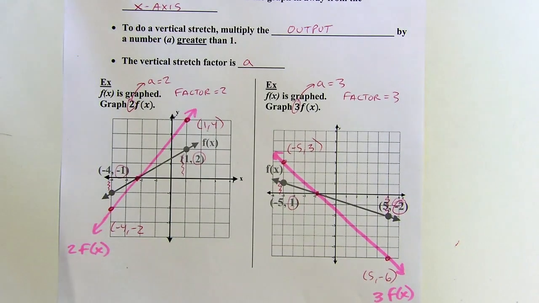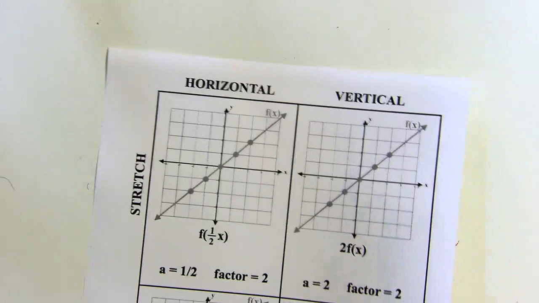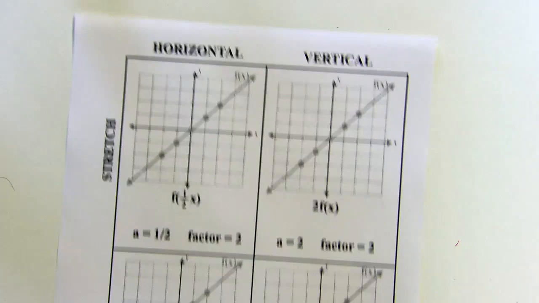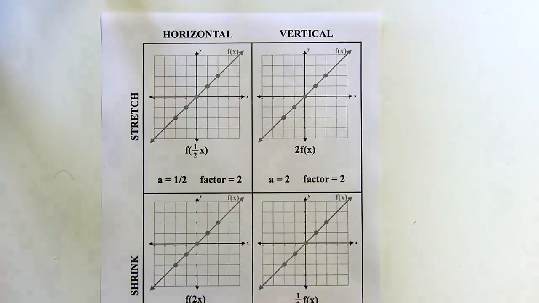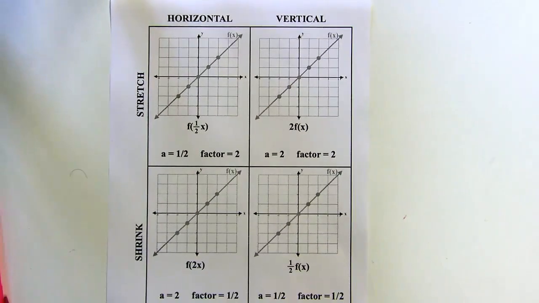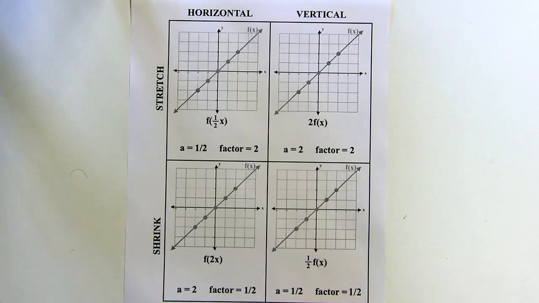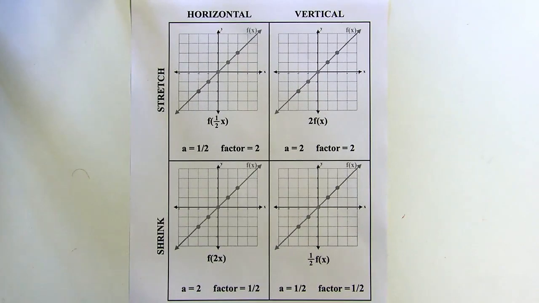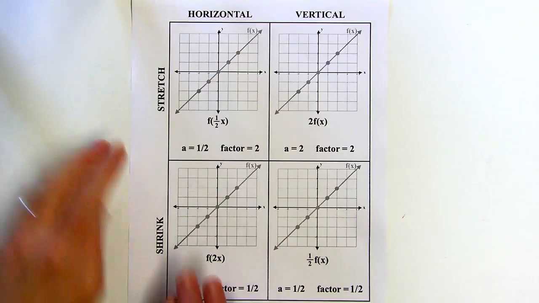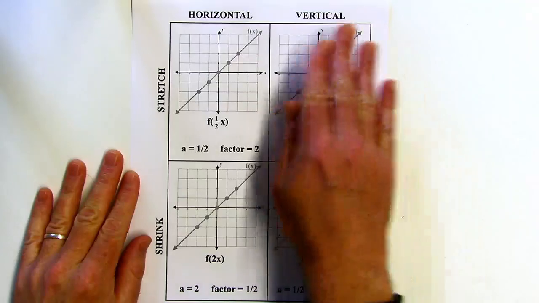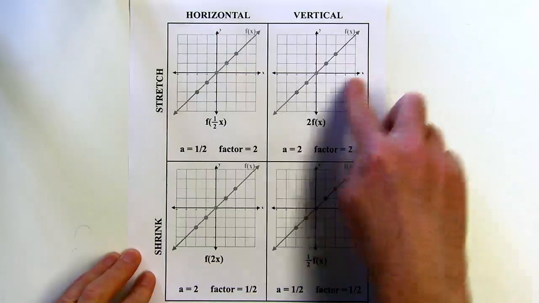Okay, this can get a bit confusing because we've got 4 different types of stretches and shrinks, and sometimes you multiply by the input, sometimes you multiply by the output, sometimes a is the same as the factor, sometimes it's the reciprocal. So I have this chart here to try to keep track of everything. Okay, so we've got our horizontal ones here and our vertical ones here, and we've got our stretches and our shrinks.